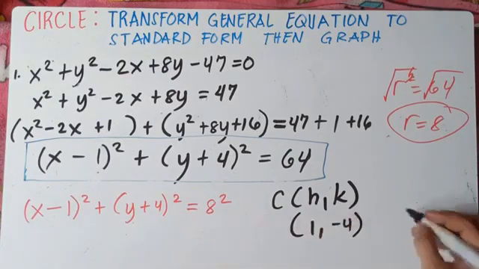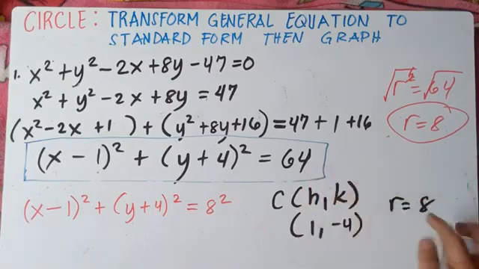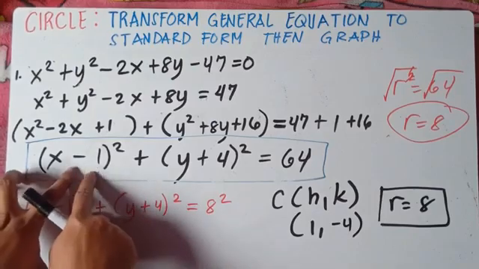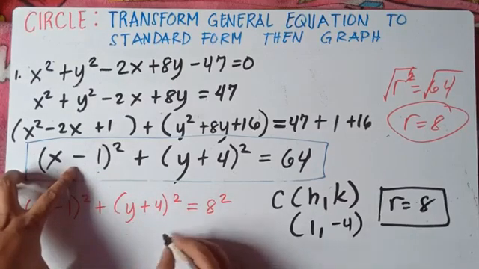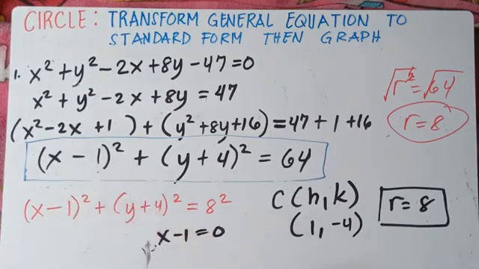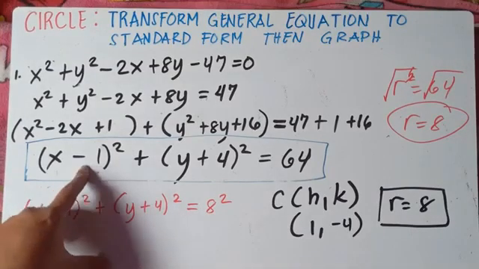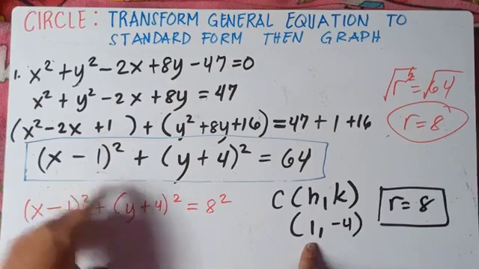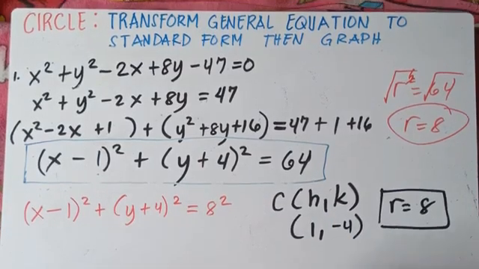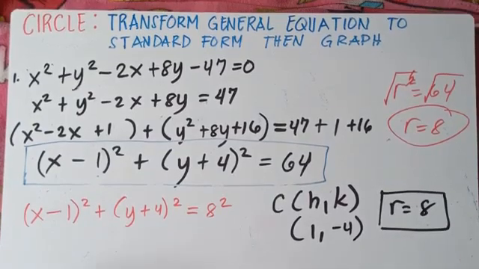And your radius is 8. The square root of 64 is 8. That's your radius. Once again, do not forget, this is negative 1, it should be positive 1, because if you equate that to 0, we need to transpose this 1, and your x will be equal to 1. Or just remember this one to make it simple: get the additive inverse. If this is positive, your k is negative.